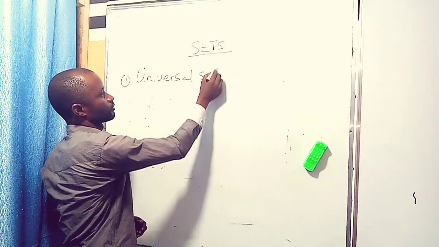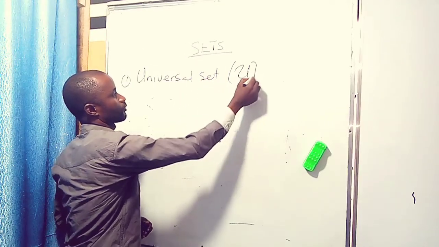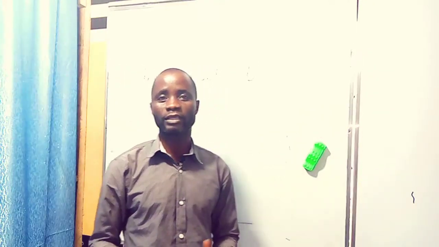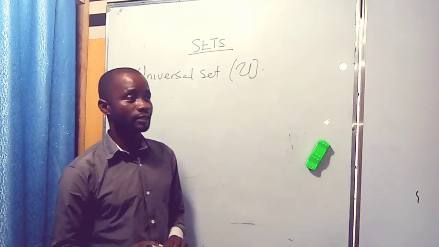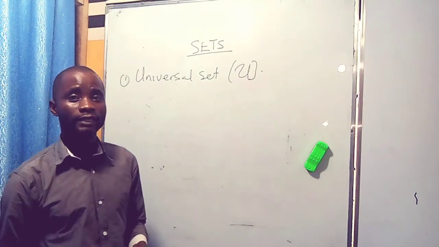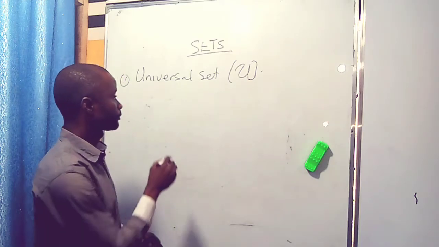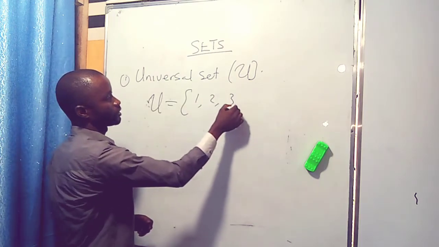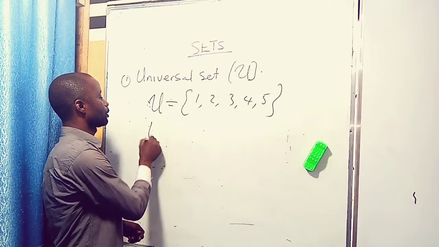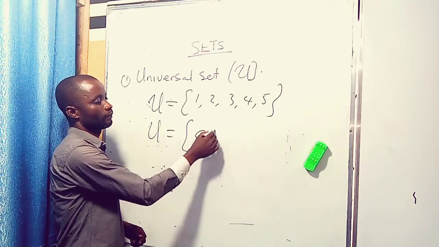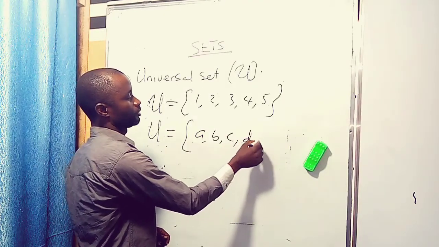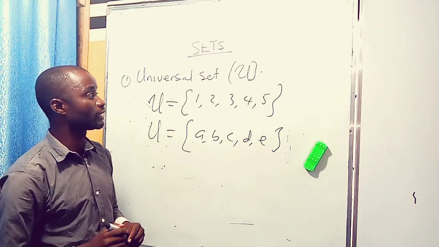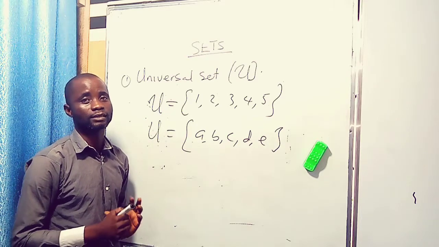Universal set, with this symbol. What is the universal set? The universal set is the list of all the elements that are present. For example, you have the set of numbers that range from 1 to 5. That is the universal set: 1, 2, 3, 4, 5. Or you have the list of alphabets A, B, C, D, E, and so on. These are elements. That is, the list of all the elements is what we call the universal set.